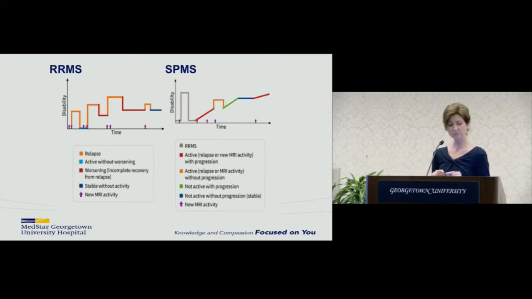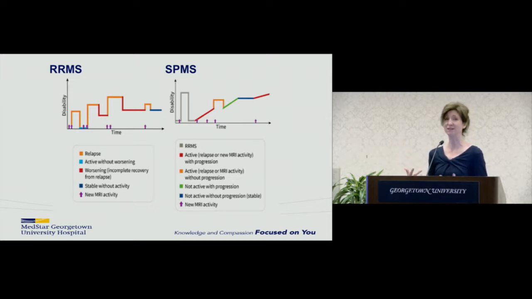And on the bottom, you can see these little purple arrows. Those are disease activity on MRI. And then the orange rectangle is a relapse. You can also tell that early in the disease process with relapsing MS there's more frequent MRI activity and you have a relapse. The first rectangle there, it goes up, it comes right back down to the baseline. The second time it goes up, it doesn't quite come down to the baseline. So now you have a new baseline.